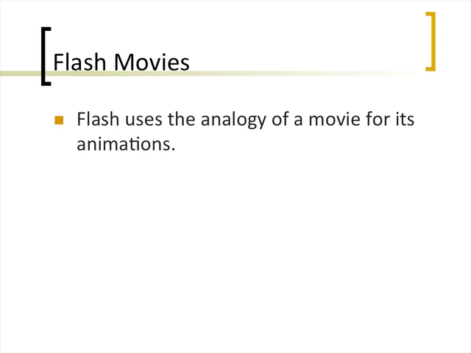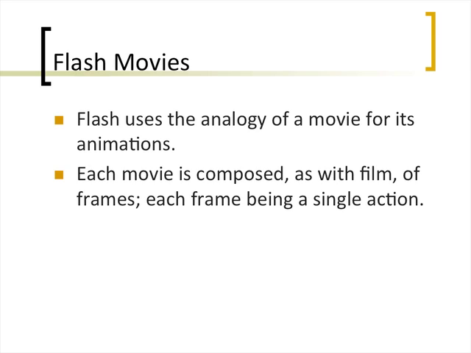Now, the other example I want to give you is about enter frame, which we use a lot for animation. And to understand that, we need to understand how Flash thinks of movies. Flash uses the analogy of a movie for its animations. And as in a movie, each movie is composed of frames. It's the analogy of a reel of film where each frame of the film constitutes a single still image. Well, each frame within a Flash movie is a single action.